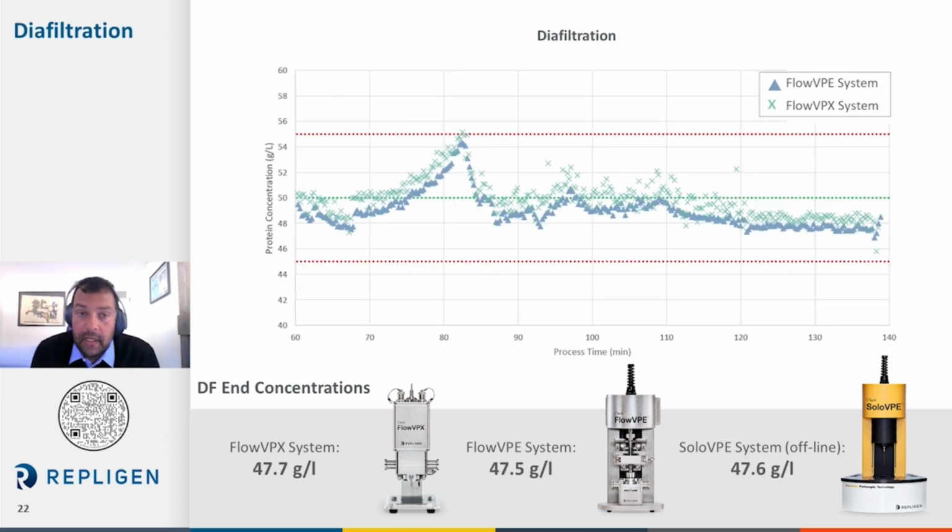In the diafiltration, it's somewhat similar. This was done manually. So in the diafiltration, you can see it kind of gets close to the limit in one location, but all 3 systems are very well in agreement throughout the process, holding steady at about 50 mg per mil.